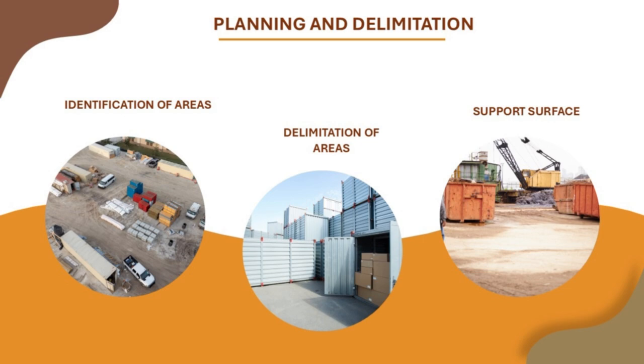Define and mark the areas dedicated to loading, unloading, and storage of materials and waste within the construction site. Ensure that they are easily accessible, but do not interfere with other activities. Delimitation of areas. Use physical barriers, warning tape, and signs to clearly delimit the areas. Mark the area with visible signs indicating loading, unloading area, material storage, waste collection area, support surface. Ensure that the ground is stable, flat, and resistant to the load of materials and means of transport.